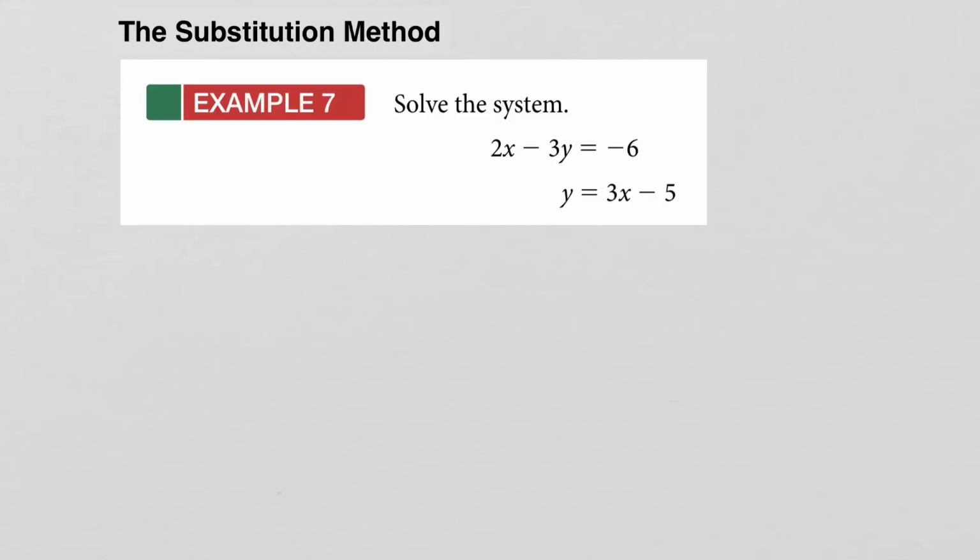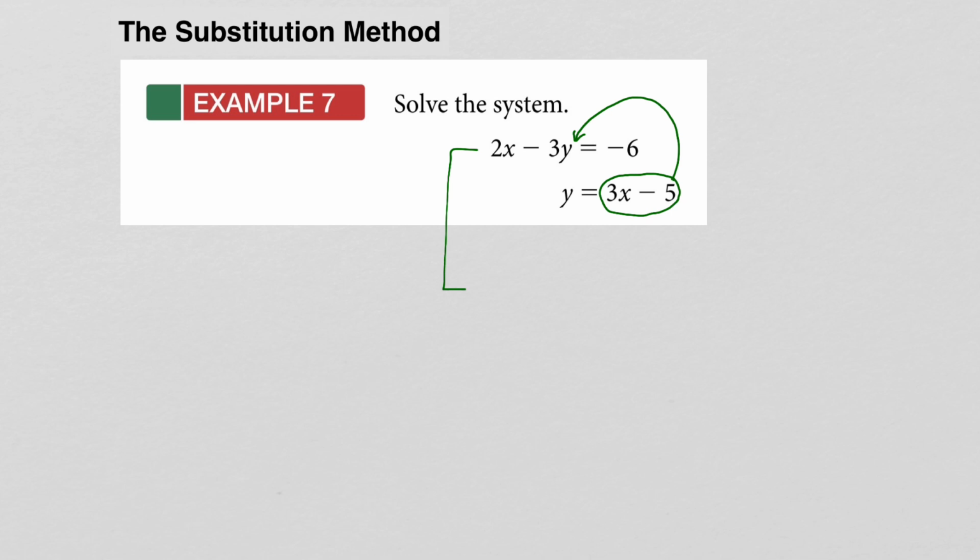Now, there is a second method for solving systems of linear equations, and it is called the substitution method. And the substitution method basically just means you're going to substitute one expression into one of the equations. So here we have the system 2x minus 3y is equal to -6, and y equals 3x minus 5. Notice that in the second equation, it is already solved for y. So because y is equal to 3x minus 5, I can replace y in the other equation with that expression.